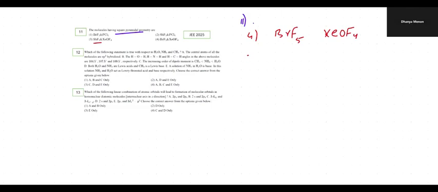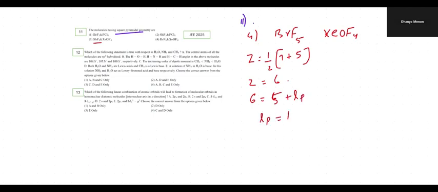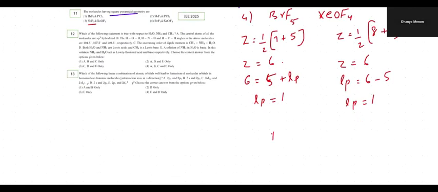Z value is half of 7 plus 5 monovalent atoms, so Z is equal to 6. And 6 is equal to 5 bond pairs plus 1 lone pair. This option usually comes out to be correct for square pyramidal. But let's check for this also. Half of 8 plus 4 monovalent, so Z is equal to 6. Lone pair is equal to 6 minus 5 bond pairs, so lone pair is equal to 1. So here, bromine has 1 lone pair.